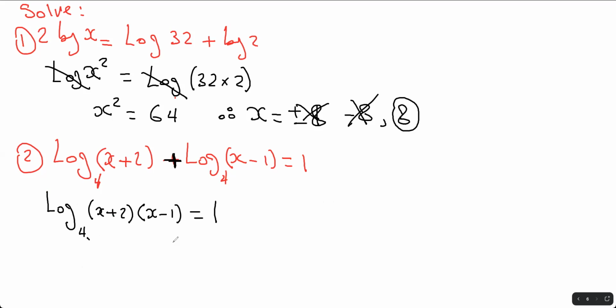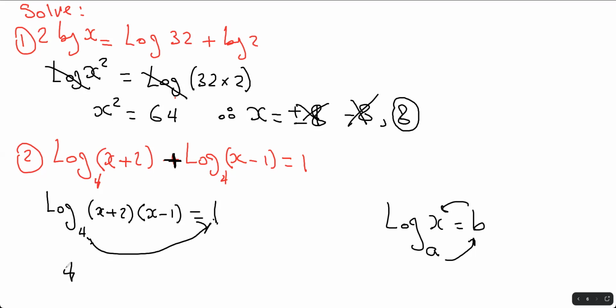Now we go 4 raised to the power of 1. 4 raised to the power of 1 equals this. Okay, that's the log rule. Even though log base a x equals b, that's the same thing. A raised to this power will give me this. Even though this is not one thing, it's still that you log in all of this. So 4 to the power of 1 equals x plus 2 times x minus 1.